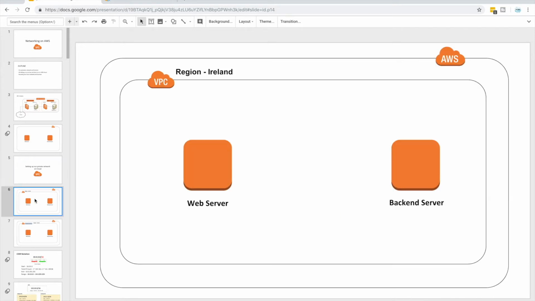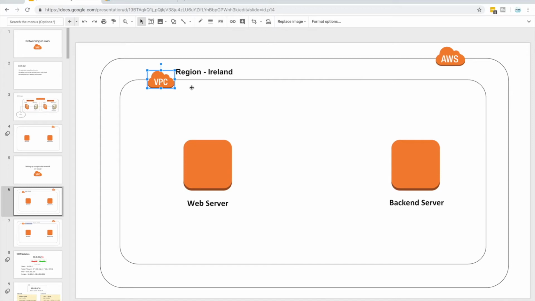So let's create the VPC. When you create a VPC in AWS, it is always associated with only one region in AWS. For example, in this case, this VPC belongs to the Ireland region, or eu-west-1 region. So you cannot have a VPC spanning across different regions.